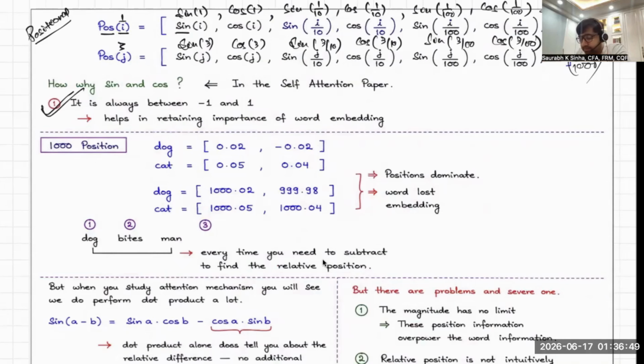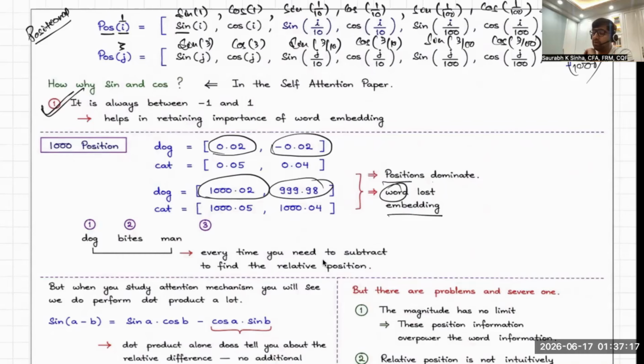The second problem is related to the relative position. But first, if you add 1000, then what will happen? Then this 0.02 will become 1000.02, and this negative 0.02 will become 999.98. So the information related to the word got lost in the embedding, and the position information dominates, and that's why sine and cos is the best solution.